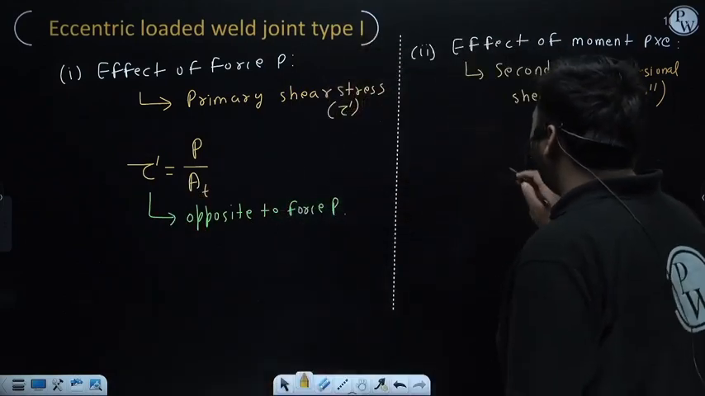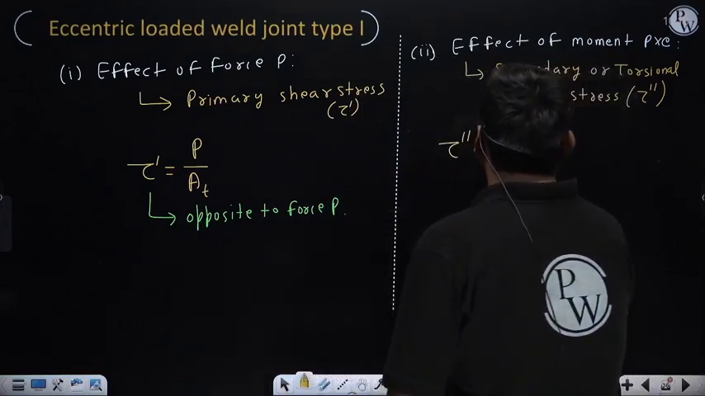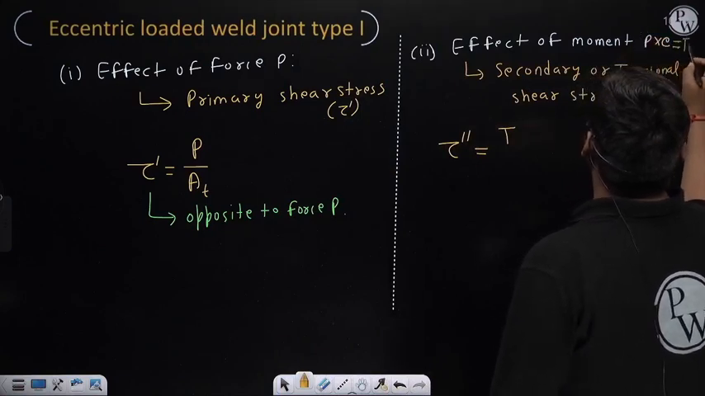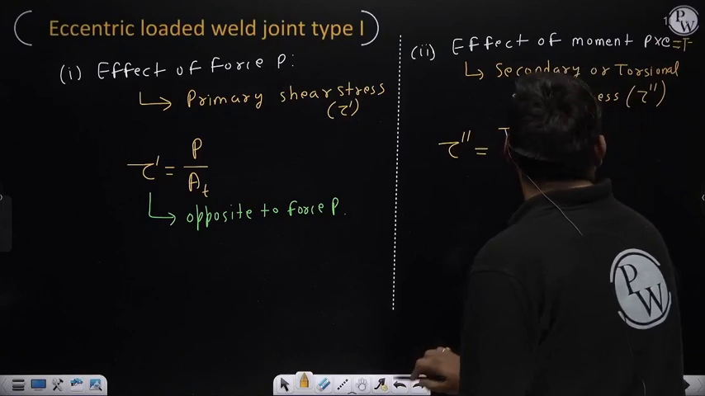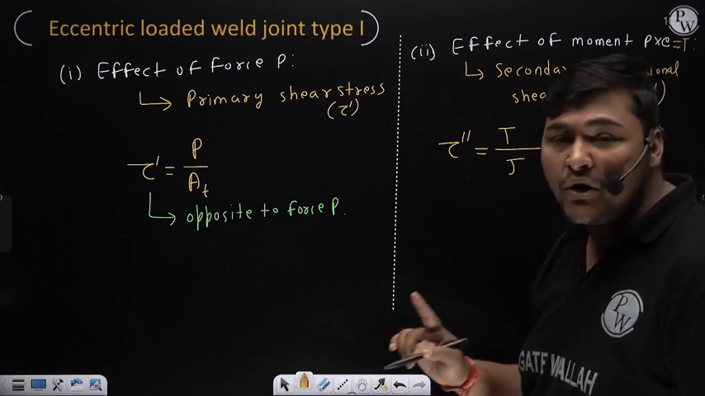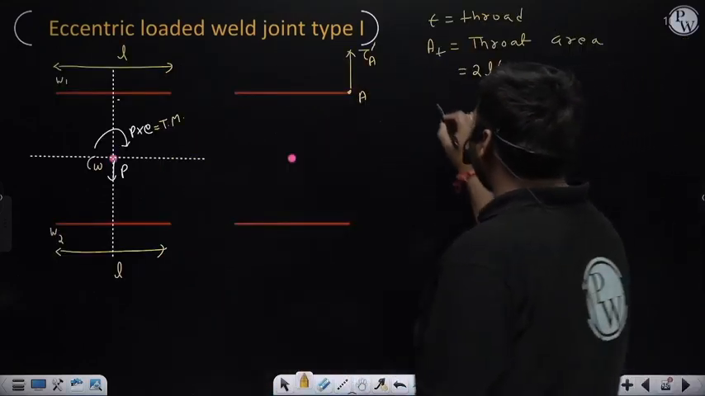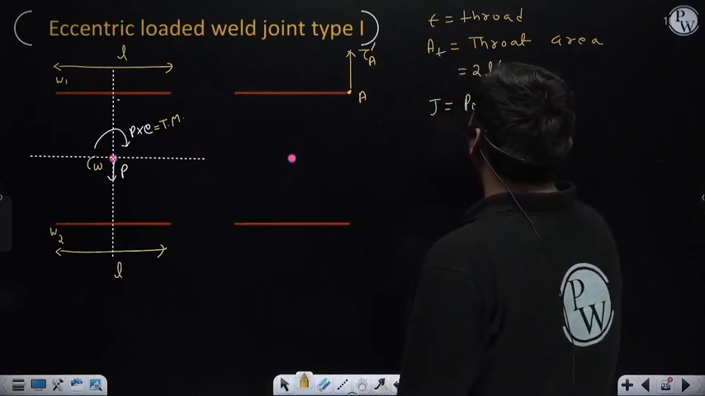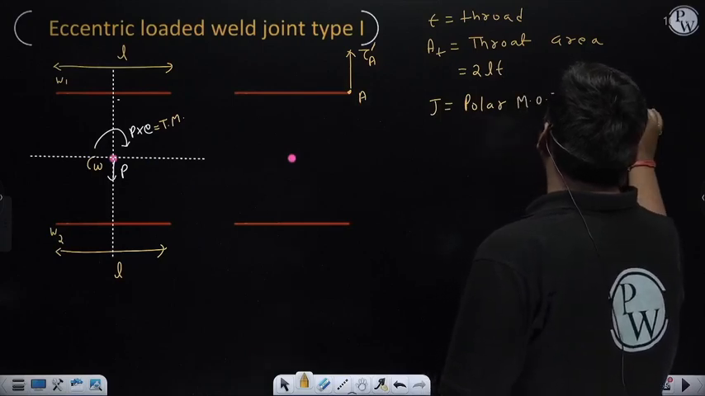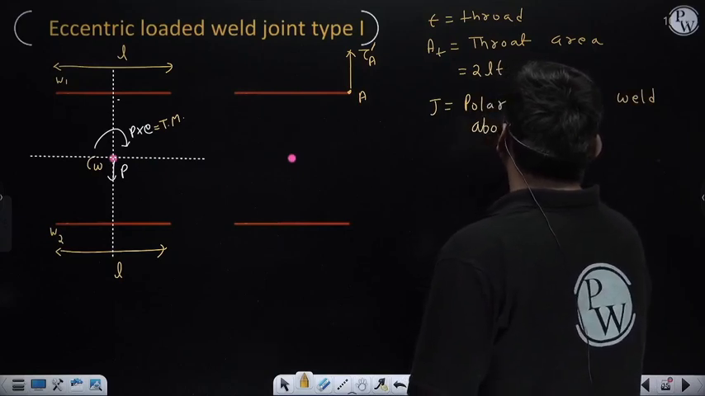So if you calculate torsion shear stress at any point, the formula is tau double dash equals T, which is torsion moment. In this case, this torsion moment is P into E. So suppose I am representing this torsion moment P into E as T, divided by J, where J is polar moment of inertia of all the weld about combined centroid. So J is polar moment of inertia or area moment of inertia of weld about combined centroid.